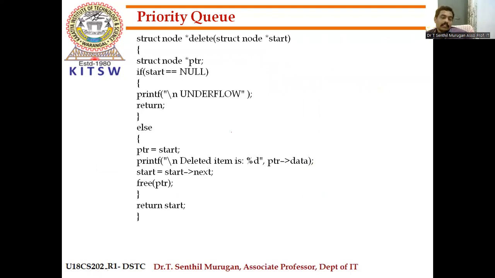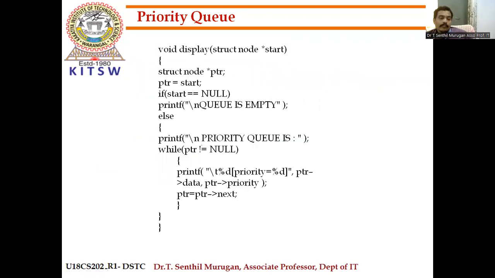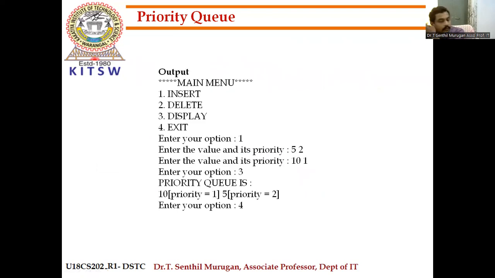For delete, we have to check underflow. If not underflow, we check whether the pointer is pointing to the start location. Initially we assign the start value to the pointer, then the pointer's data will be removed one by one from left to right. For display, we print each element with its priority value as well as data value. So if you are given an input like this, the priority queue is printed like this: 10 priority 1, 5 priority 2.